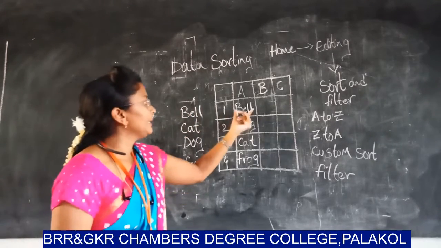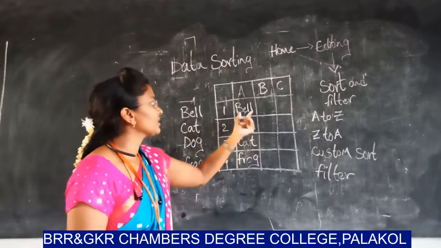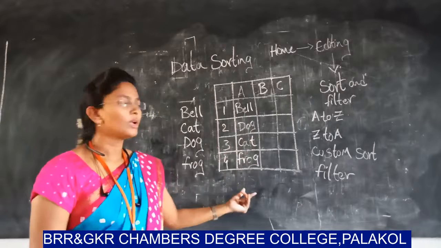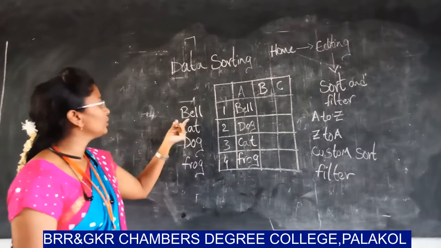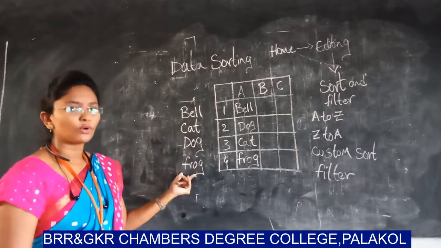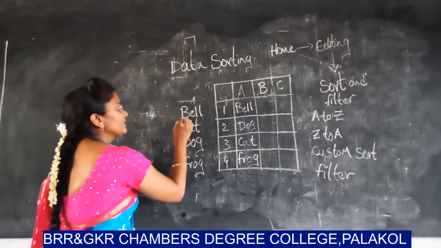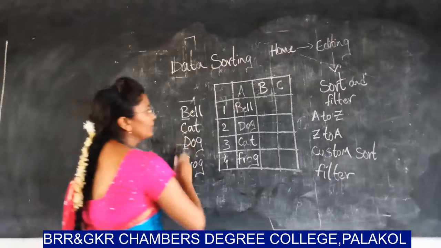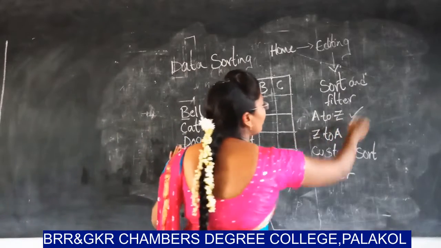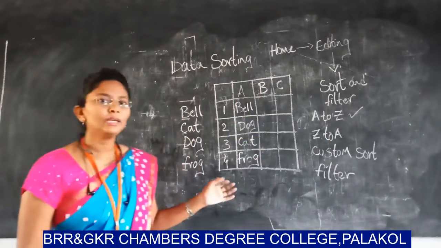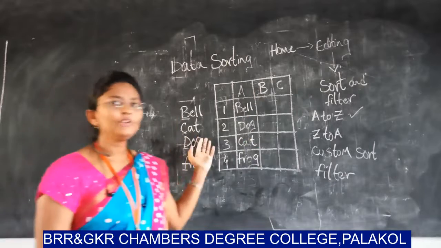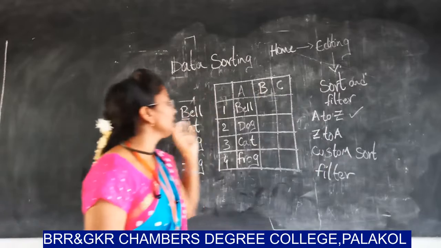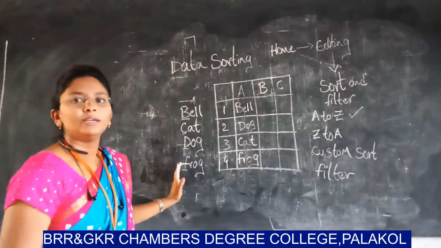Here in the Excel sheet, the first one is bell, second one is dog, third one is cat, and fourth one is frog. But it will be changed into bell, cat, dog, and frog. Why is it changed? The first letter of each and every word is arranged in the A to Z process, that means ascending order. And if I click on the Z to A option, it will be changed like descending order.